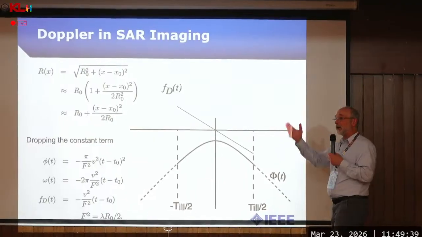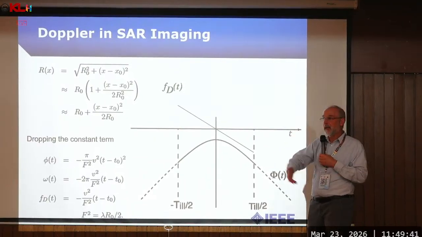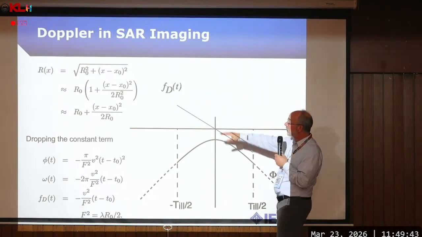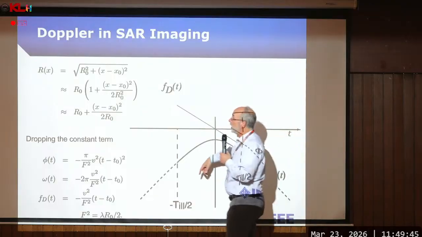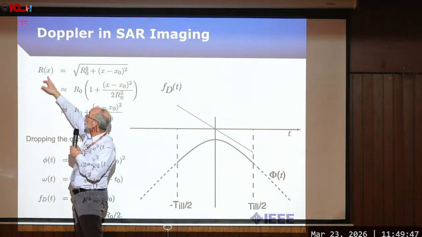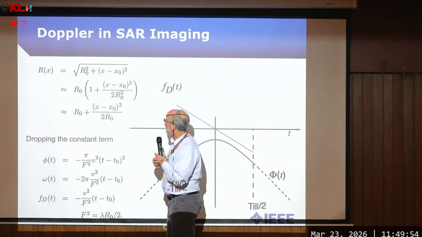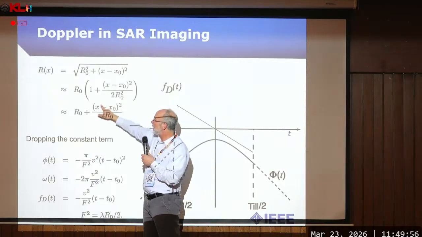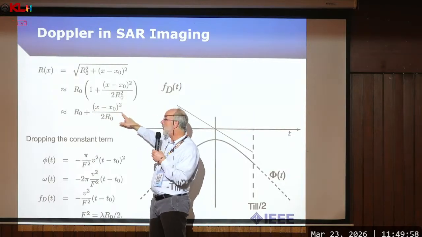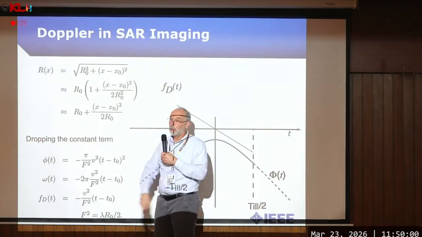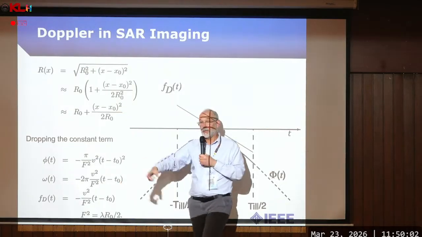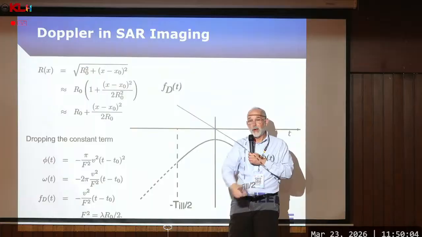So remember I showed you that quadratic phase in the azimuth dimension. That comes from the fact that the range, as a function of position along track, is changing with the position along track in this fashion. And if you simplify it, it becomes essentially a quadratic form here. So the range, which is related to the phase, is quadratic to first order.